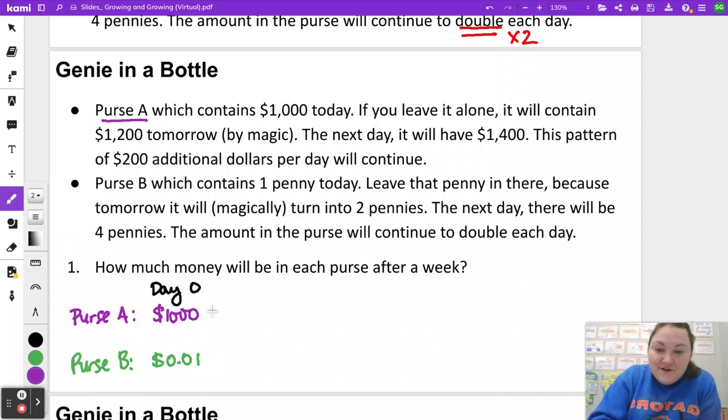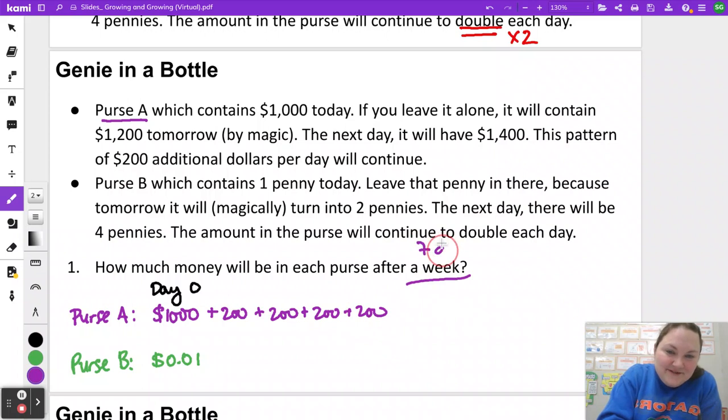So after the first day, I would add $200. After the second day, another $200. Day 3, day 4. We're going to a week, which is 7 days. So I'm going to need 4 more days. Day 5, day 6, and day 7.